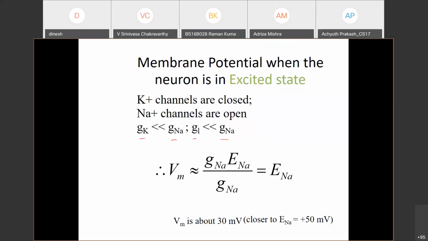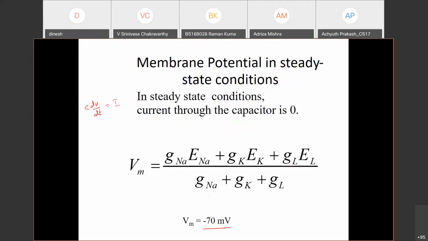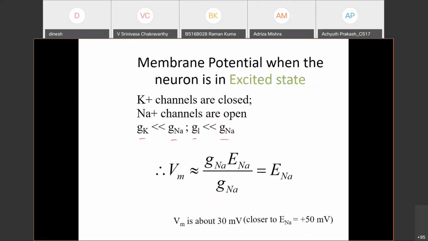When the neuron gets into an excited state, lots of sodium channels open and the potassium channels close. So GNa is much greater than the other two conductances. If you plug that into this formula, you get Vm approximately equal to GNa ENa by GNa, which is equal to ENa. So V is close to ENa, which is 50 millivolts. So it becomes close to a positive value.